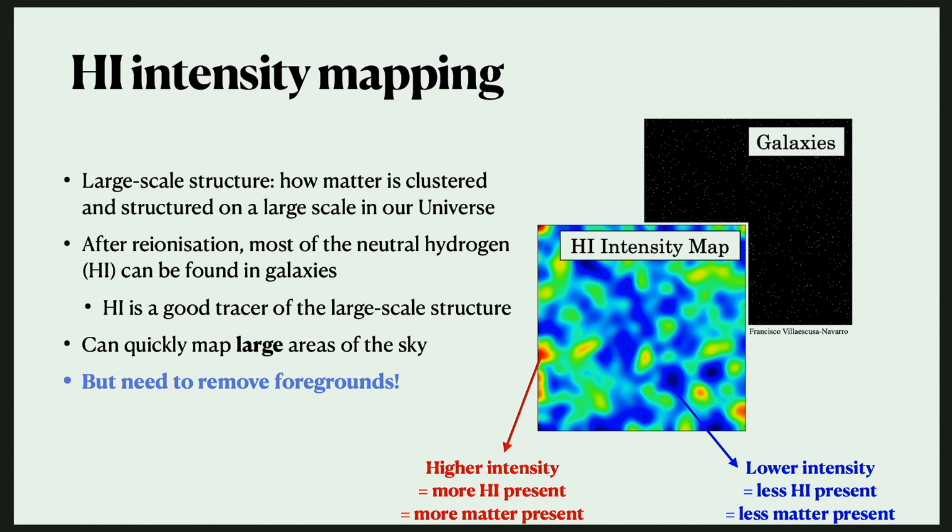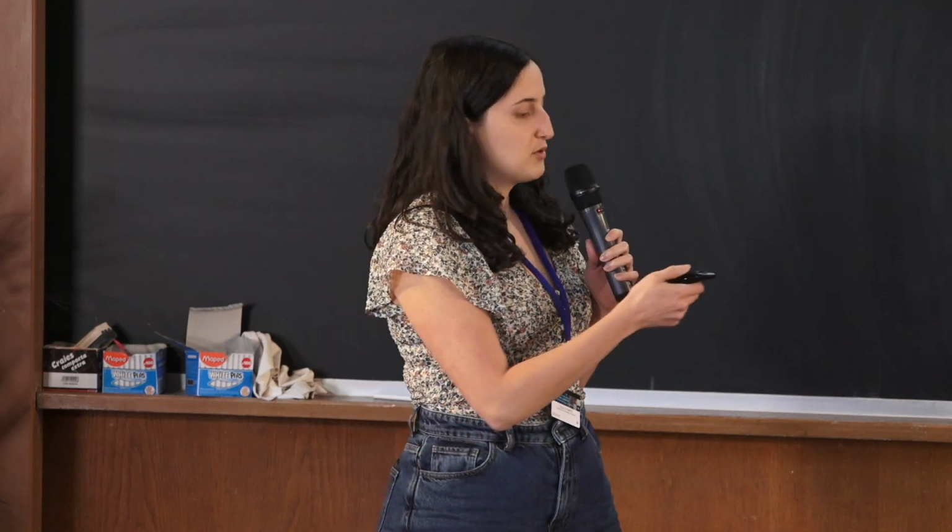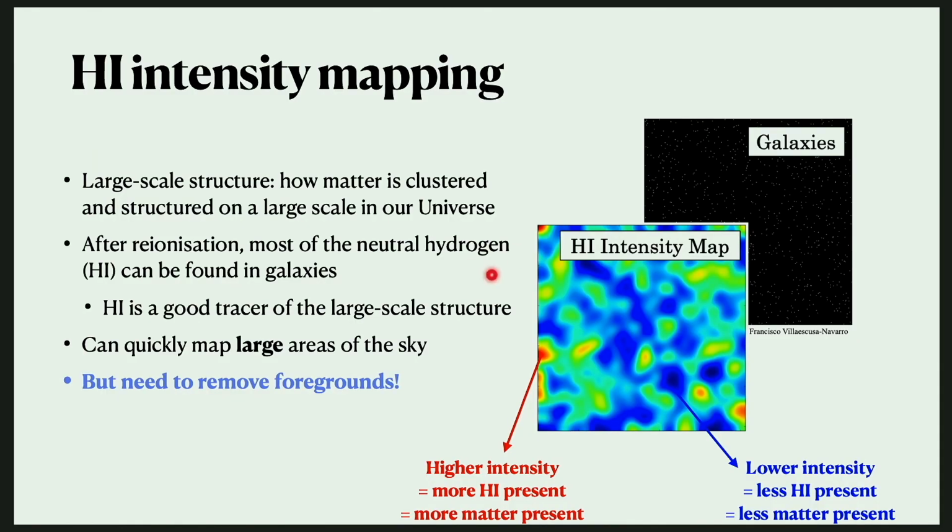But most of the matter is dark, so one of the things we can do is try and map the matter using hydrogen, because after reionization, most of the neutral hydrogen, or H1, in the universe can be found inside of galaxies. So we can simply point our telescopes at the sky and try and detect a 21 centimeter emission of galaxy, and where there's more intensity, that means there's more matter present. Where there's less intensity, that means there's less matter present.